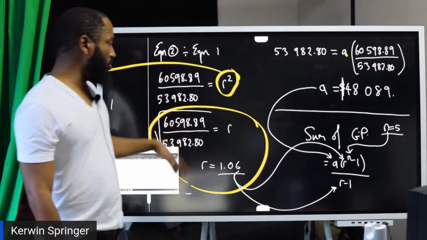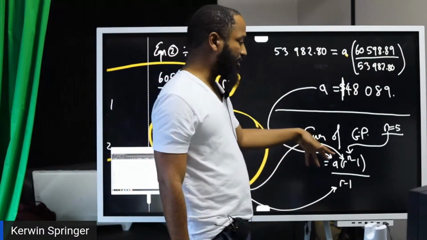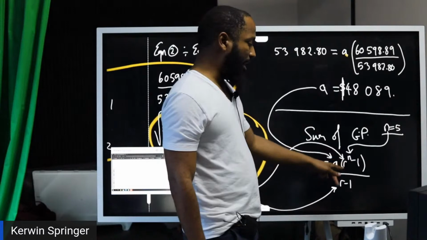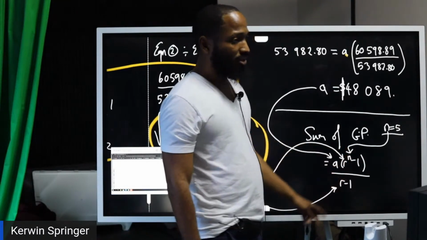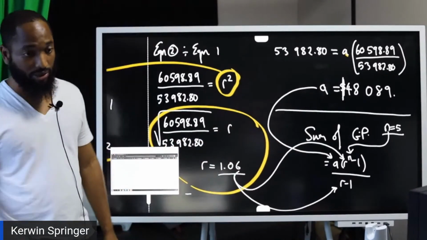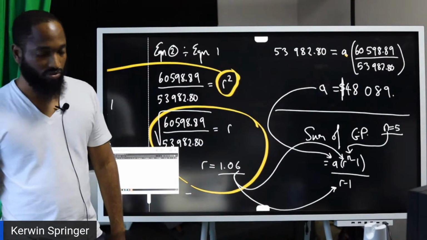So you use the exact values and then plug it back into the sum of the GP. Notice this formula is a times r to the power of n minus 1, over r minus 1. A common mistake people make is putting the sum to infinity formula there, which is what it was giving me at the start. And you get through in life.